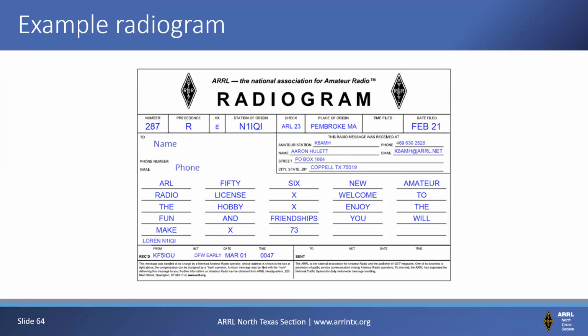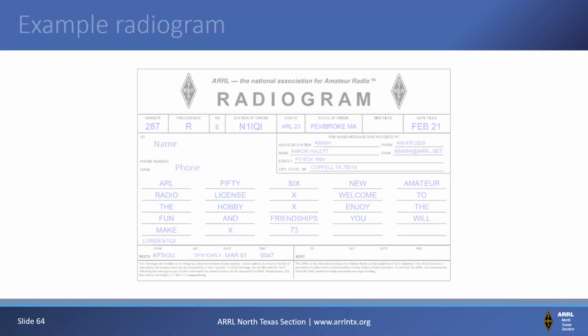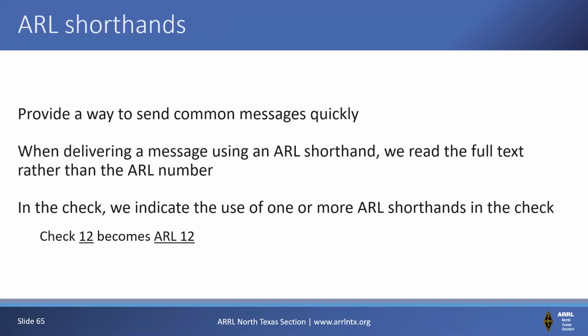The ARRL numbered radiograms provide a way for us to send common phrases very quickly. When you deliver it to the other end, of course, you're going to say what it means. Like I wouldn't say, okay, you got a message and this is ARRL 50. They're not going to know what that means. So tell them what it means.